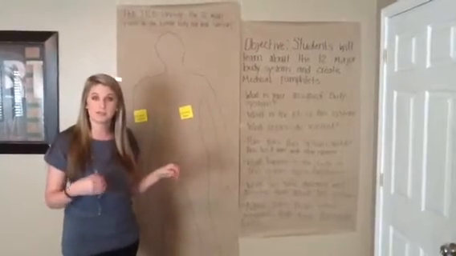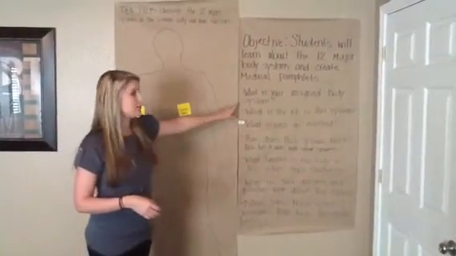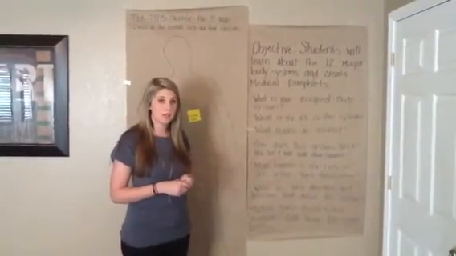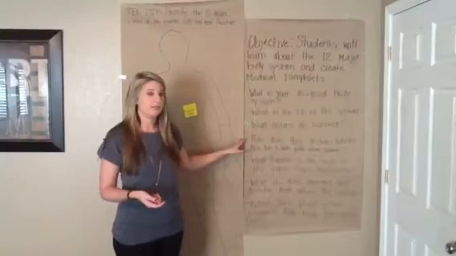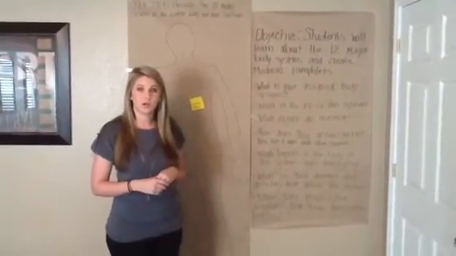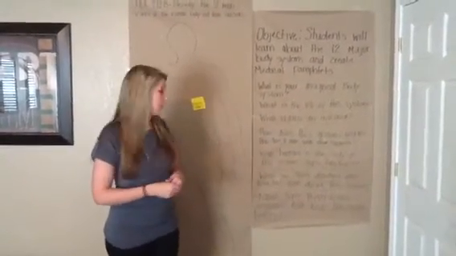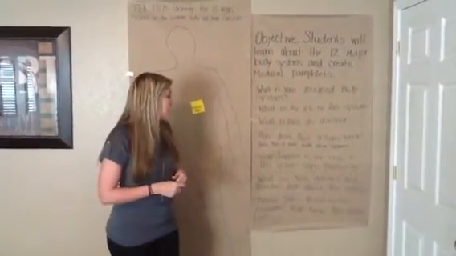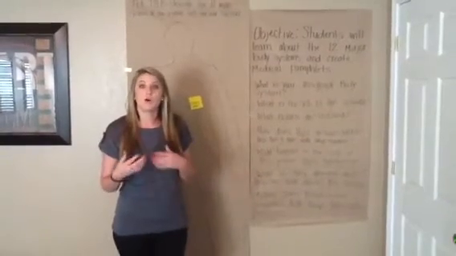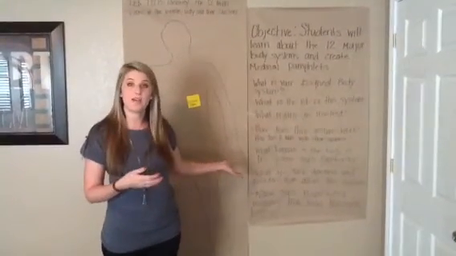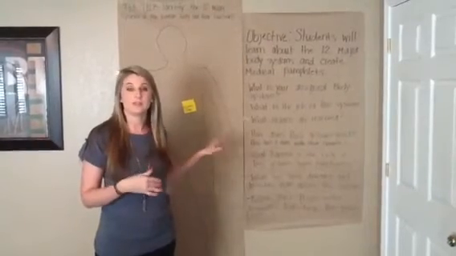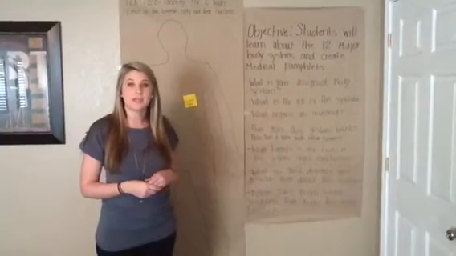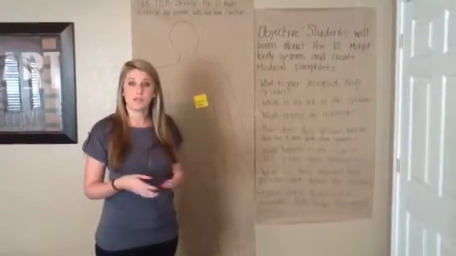The questions that I would ask them to include in this pamphlet would be things like, what is your assigned body system? What is the job that this system does? What organs are involved in that system? How does this system work? And how does it work with other organs in the body? What happens to our body if that system stops functioning? And what are some of the diseases or disorders that can affect the body when these systems start to fail us? And the last one would be, what are some preventative measures that we can take to make sure that we keep our systems healthy in our body?